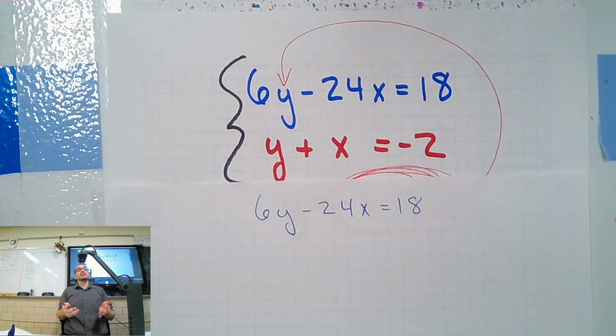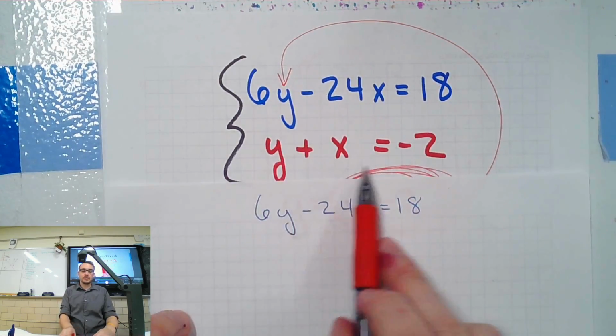Subtraction property of equality. As long as you subtract the same number from both sides, you're all good. Multiplication property, division property, same thing, right? Here's what we're going to do. We're going to use the multiplication property on this guy here.